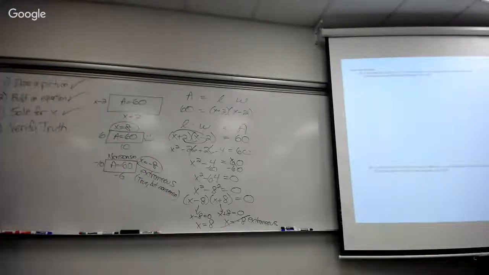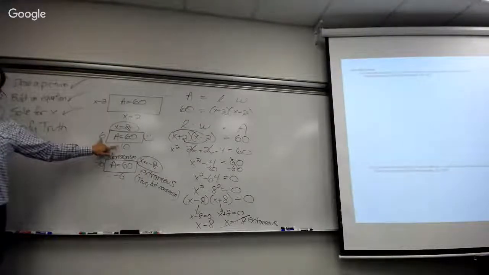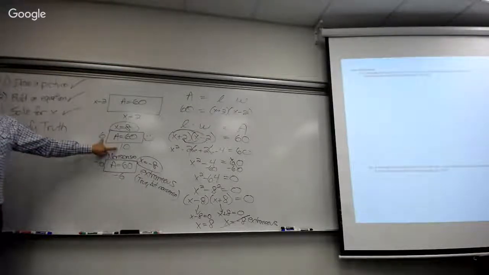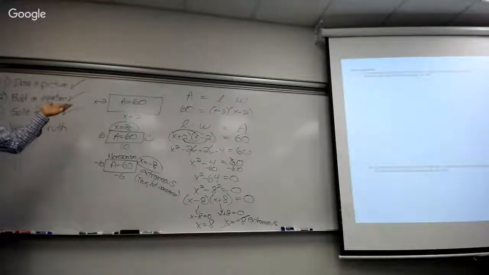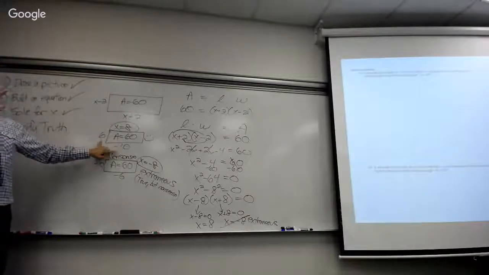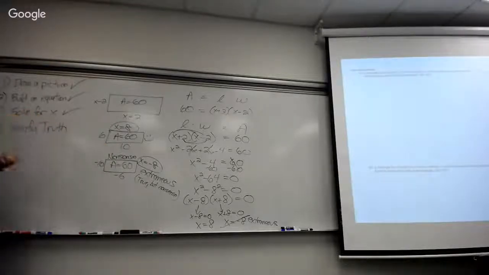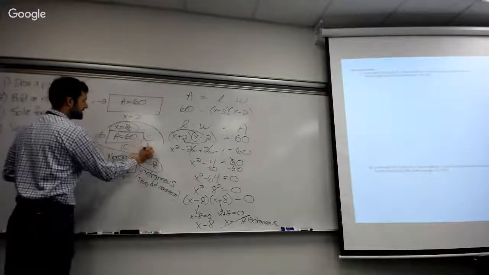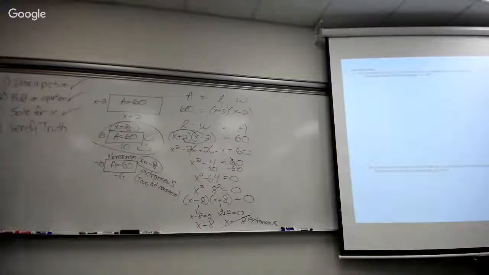So what's our final answer? 6 by 10. Because the original problem said find the length and width of the rectangle, I suppose technically I should say 10 by 6. Find the length and width, 10 by 6. That's our answer. And you could circle it. You could smiley face it. That would be the end. And that is the end of the problem; we verified truth.